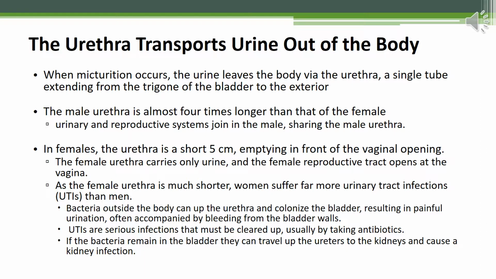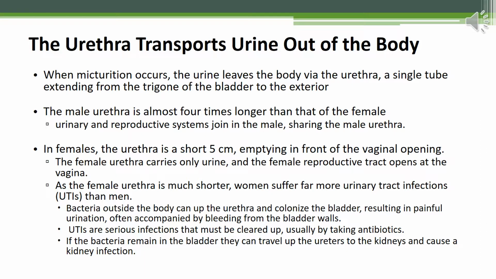The urinary and reproductive systems join in the male, which means that they both share the male urethra. In females, the urethra is about 5 centimeters long, and it empties into the front of the vaginal opening. The female urethra carries only urine, and the female reproductive tract opens at the vagina, so they're not sharing a urethra. And since the female urethra is much shorter than the male urethra, women are more prone to suffer urinary tract infections, or UTIs, than men are.